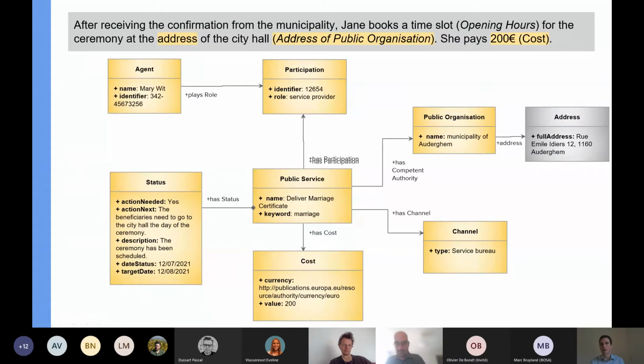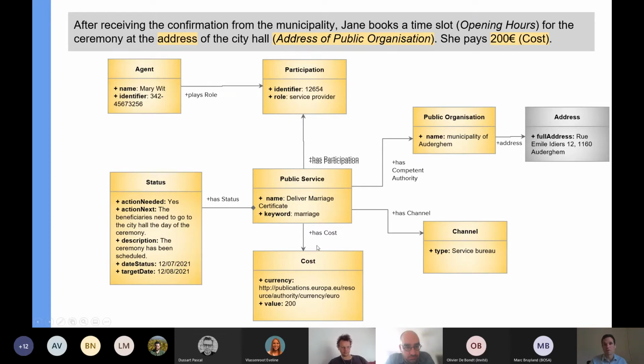Let's look briefly into the cost and address side. Once the agent from the civil servant has checked the different information, Jane is actually able to register, book a time slot online, and pay beforehand, and on the day itself they can go to the city hall for the marriage ceremony. How did we capture this so far?